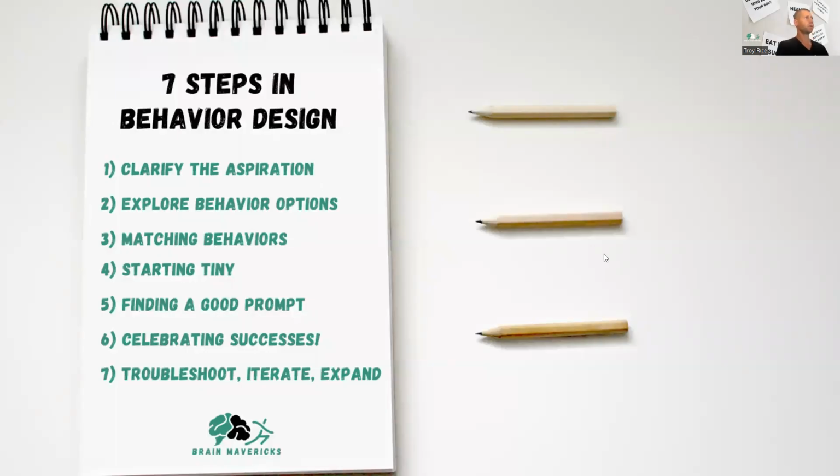All right. So again, just to recap, we're going to go through clarifying the aspiration, exploring the behavior options, matching the behavior options, starting small, finding a good prompt, celebrating successes. That's huge. We're going to talk about that at length, and then troubleshooting, iterating, and expanding. At the end, there's a bonus about how to untangle existing bad habits and how to insert new ones.